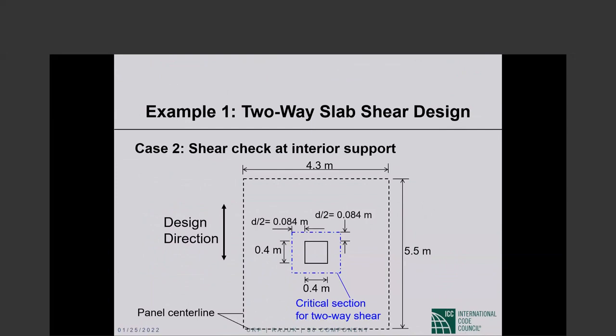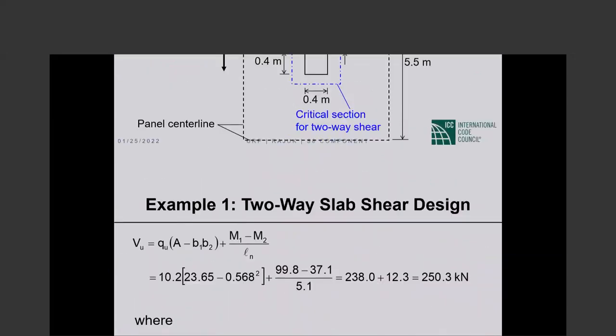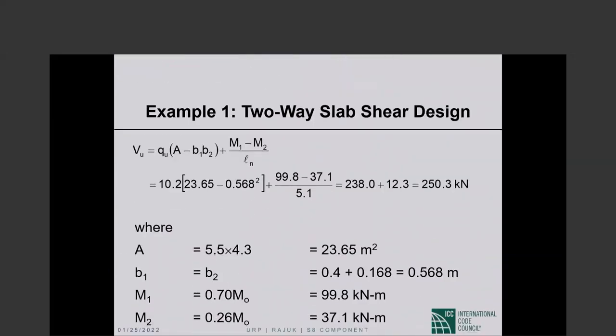Then the interior support section. This is in a way simpler, if you like. So you are familiar with all the dimensions by now. This part here is now plus. Going by the figure that I showed you earlier, I will not try to go back. So V sub u is now this part plus that part, the end moments now add. So the V sub u is 250.3.